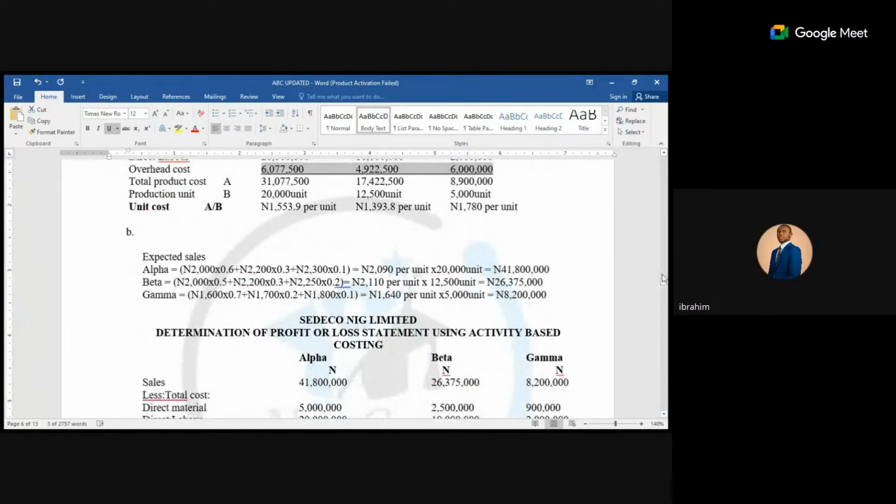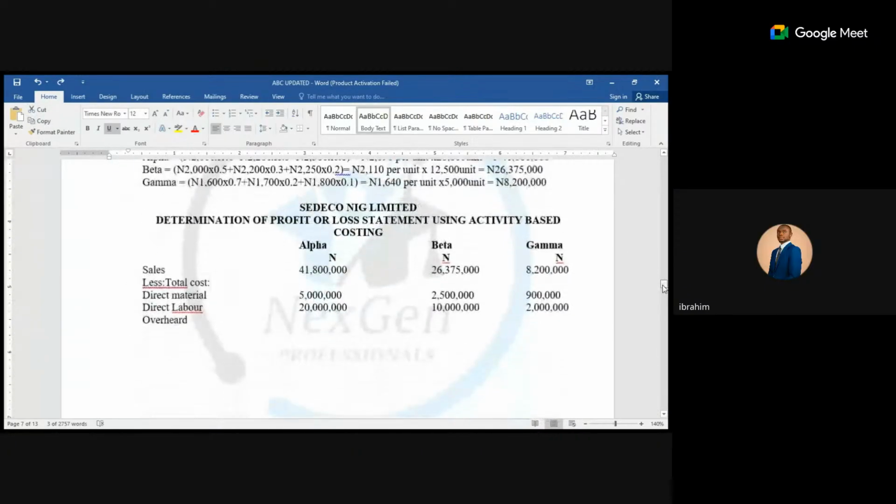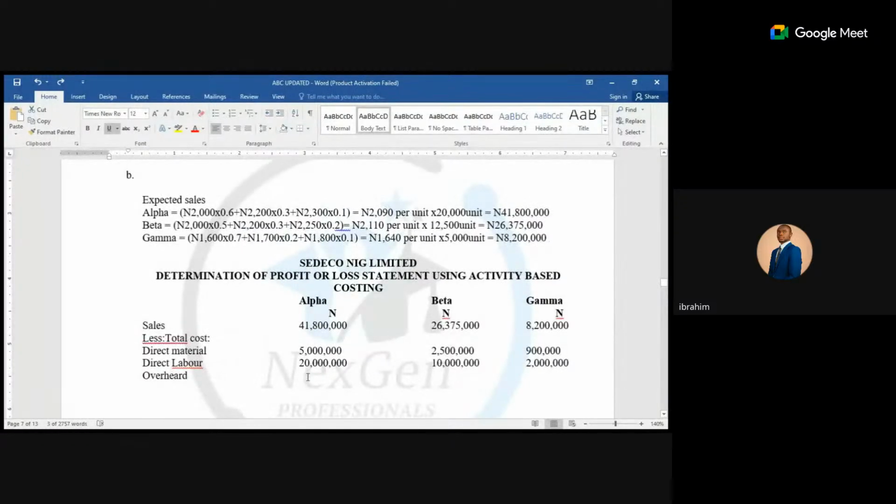So the only difference is what happened to my mouse, honestly. That's fine, I'll just manage. Okay. Overhead, right? My keyboard is not working.